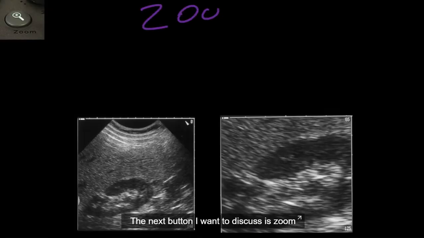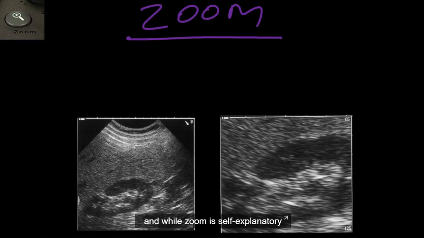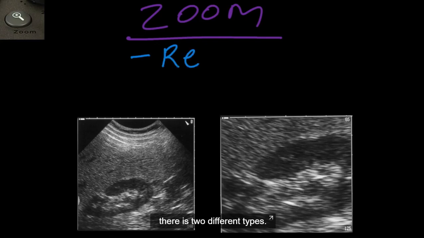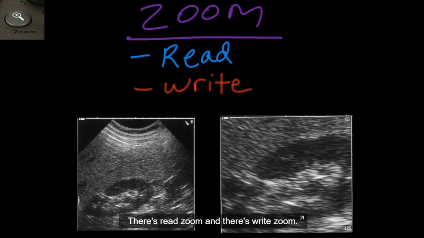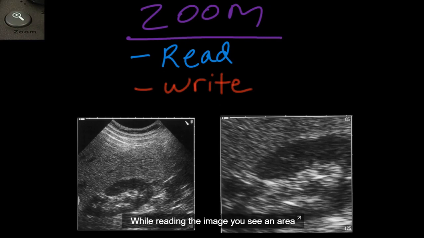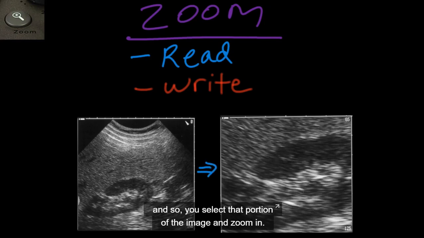The next button I want to discuss is zoom. And while zoom is self-explanatory in that you're zooming in on a portion of the image, there are two different types. There's read zoom and there's write zoom. Now, read zoom, as the name implies, happens after you've acquired the image. So the image is either frozen or it's saved and you're reading the image. While reading the image, you see an area that you want to zoom in on, and so you select that portion of the image and zoom in.